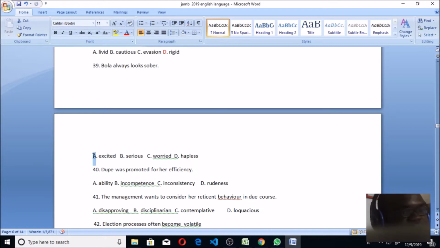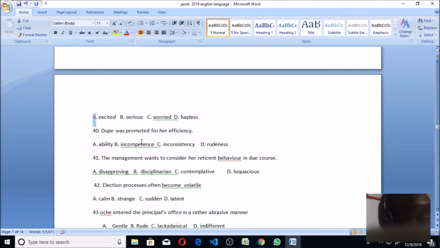So you can see that A is the answer to this. So we'll color it red. Now let's go on. Dupe was promoted for her efficiency. The word we are looking at is efficiency. So what is the opposite in meaning to the word efficiency?